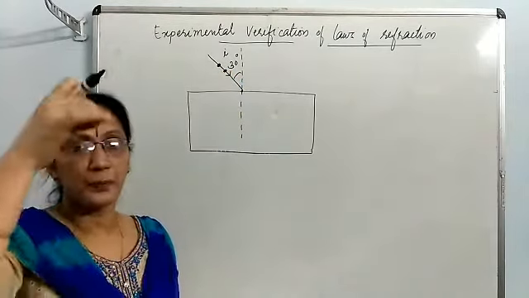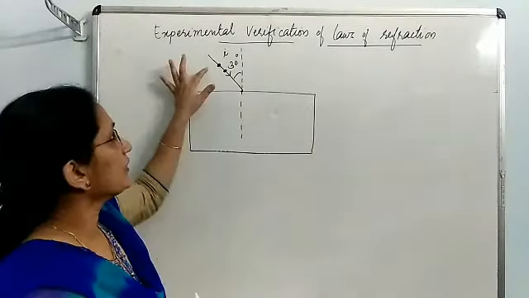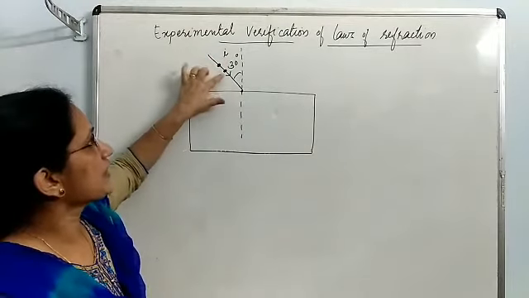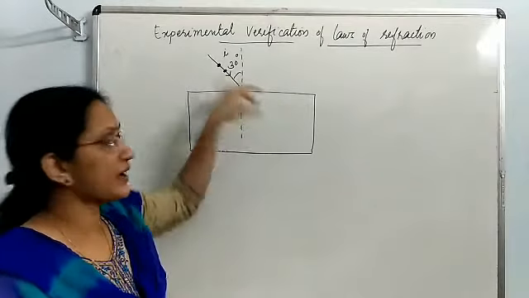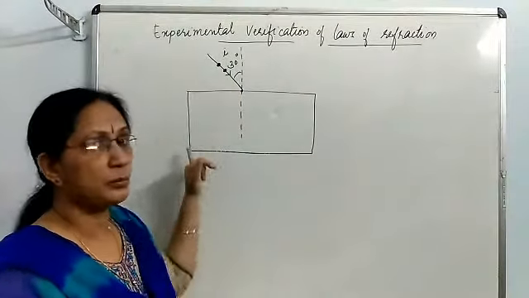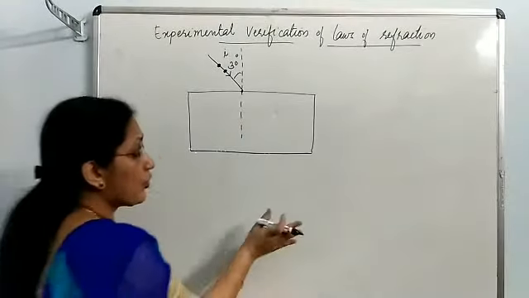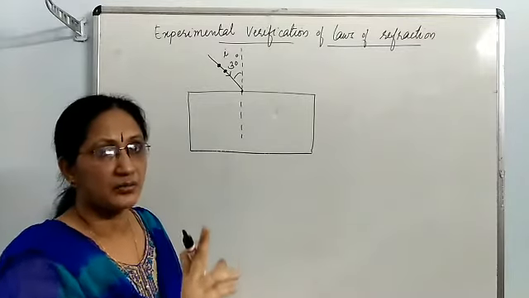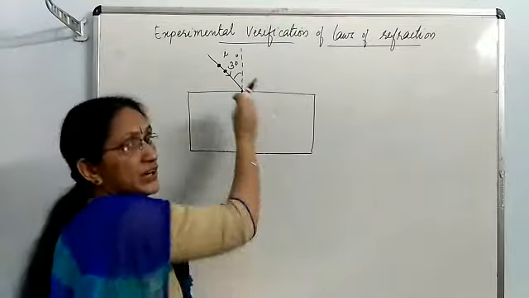Fix two pins, common pins vertically over this incident ray. Suppose these are the two pins. Then replace the glass block exactly over the boundary of the glass block. Then from the opposite side, by closing one of your eyes, look towards these two pins through the glass block.